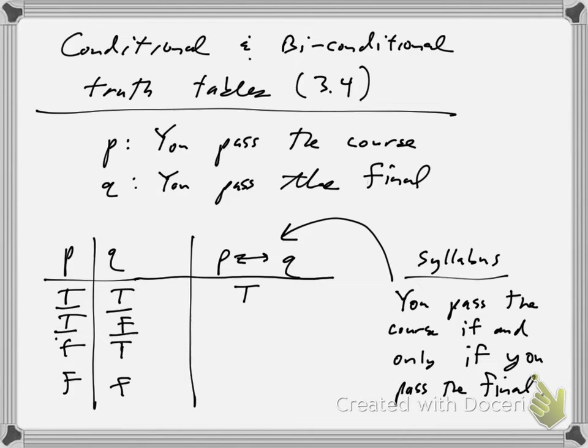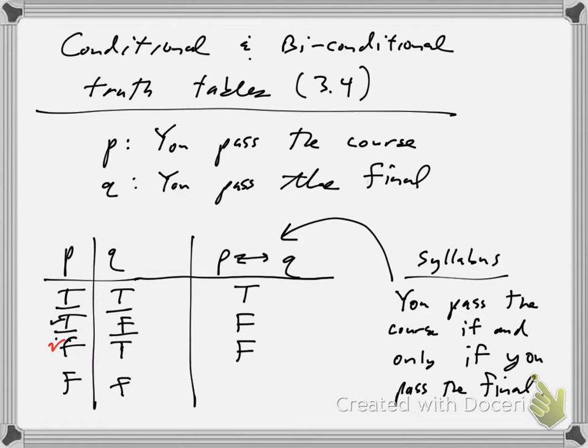But let's say I passed the course, that's the true, but I didn't pass the final. Well, then that means the professor lied to me because he says you pass the course if and only if you pass the final. That means that if I pass the course, I pass the final. If I pass the final, I pass the course. So I can't pass one and not the other. That's what if and only if means. So this one is false. Again, here's a false and a true. That'd be a false because I can't pass the course and not pass the final.